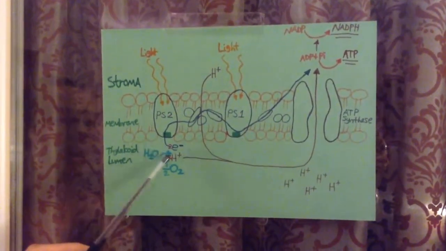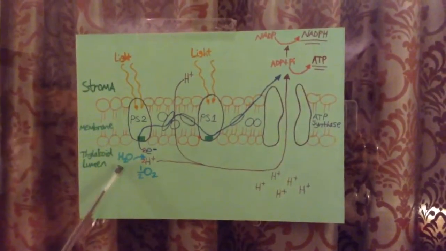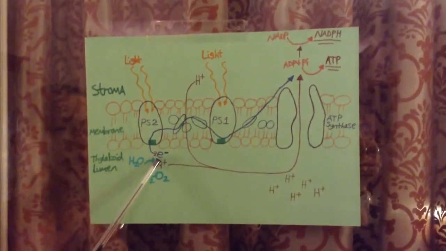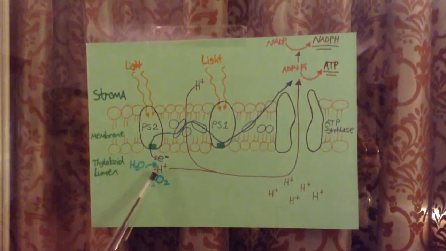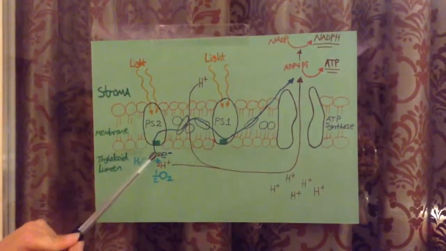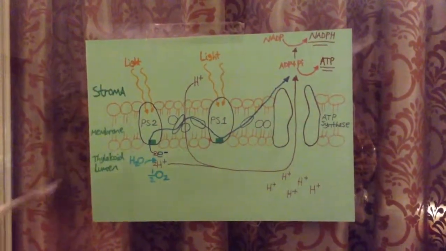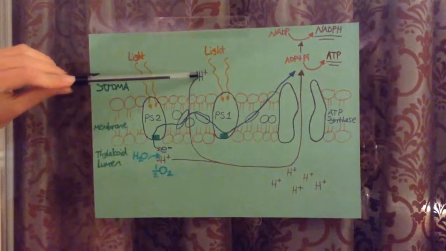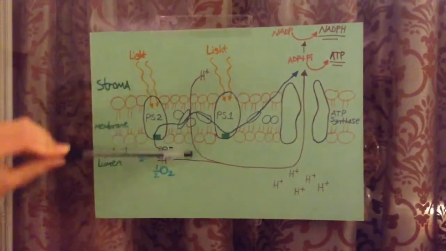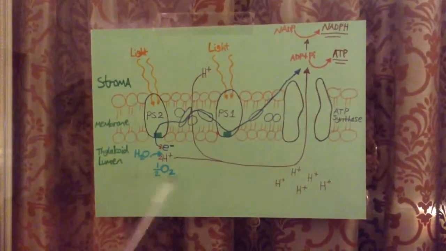To replace the electrons that are lost from photosystem 2, photolysis of a water molecule must happen. This produces two e- electrons, two H+ ions and half a water molecule. As the electrons travel down the electron transport chain, this energy is used to pump H+ ions from the stroma across the thylakoid membrane and into the thylakoid lumen in a process called chemiosmosis.